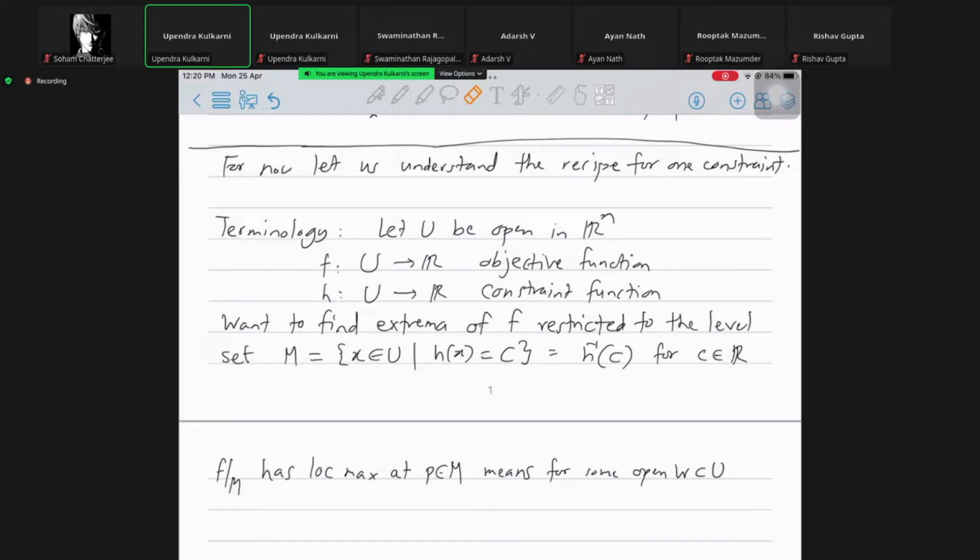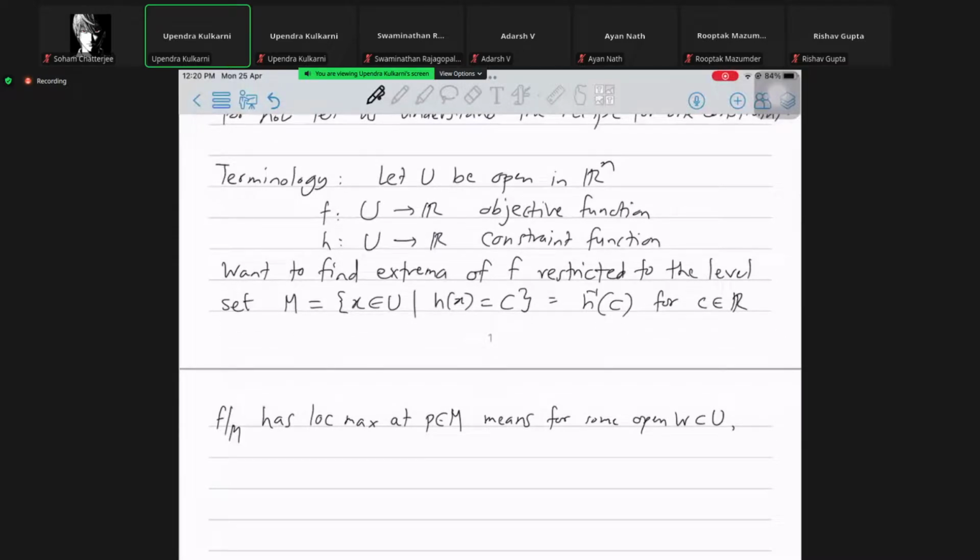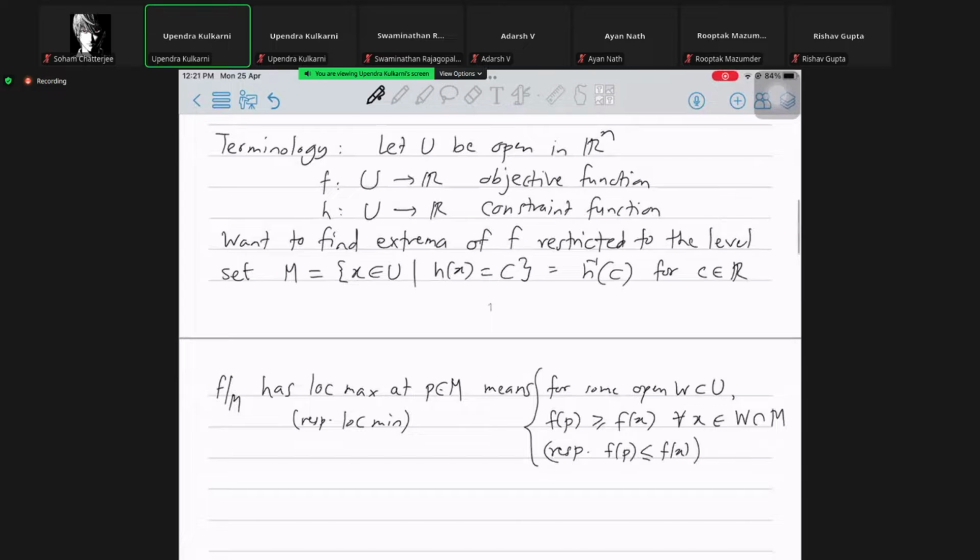Yeah, so for some means that for some open W in U, f of p is greater than or equal to f of x for all x in W intersection M. And f has, respectively, a local minimum if f of p is less than or equal to f of x. Okay. And of course, a local extremum is either a local maximum or a local minimum.